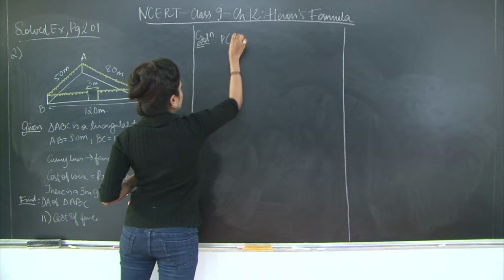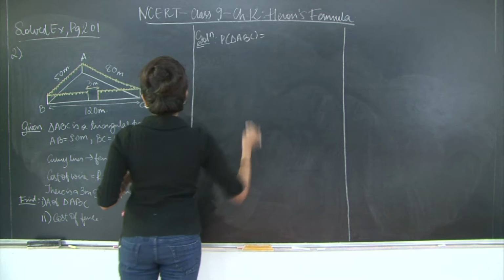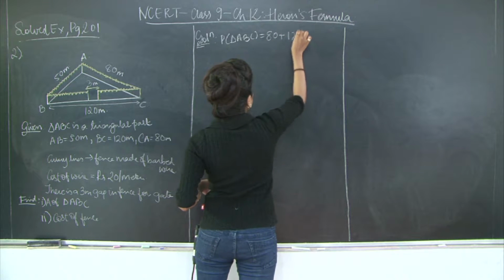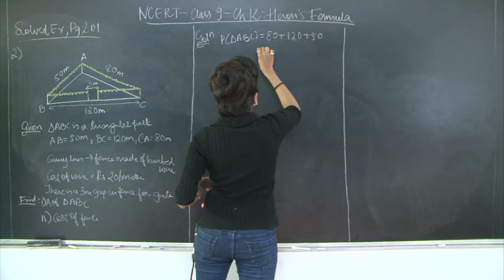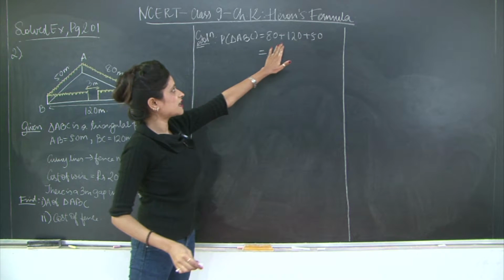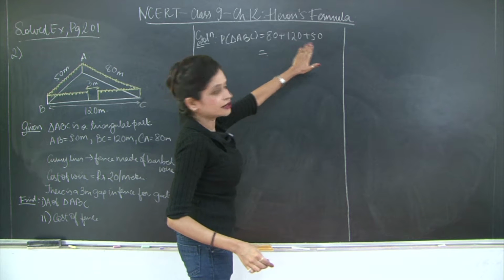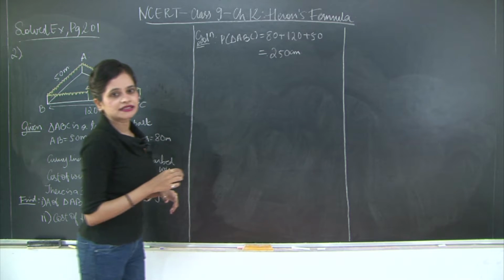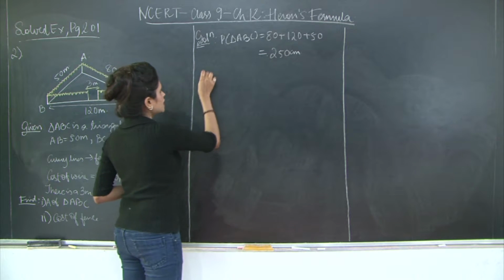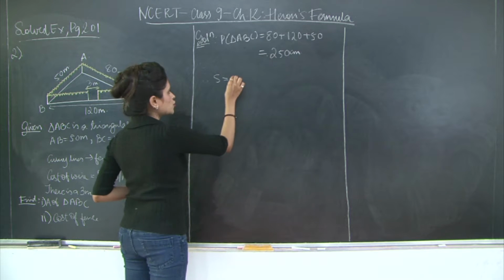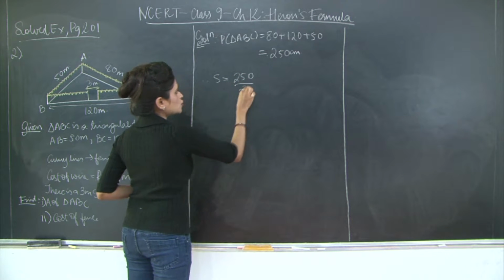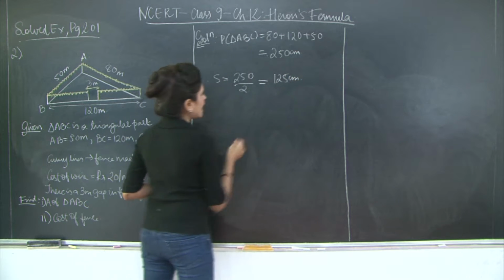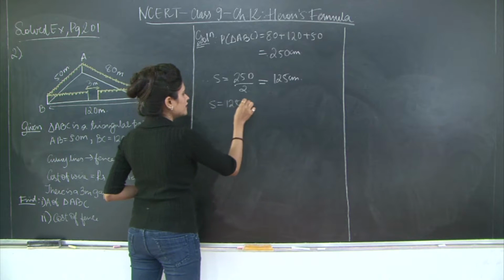Perimeter of triangle ABC is the sum of the 3 sides, which is 80 meters plus 120 meters plus 50 meters, right? So this is going to be how much? 80 plus 120 is 200, plus 50, which is 250. So perimeter of triangle ABC is 250 meters. Therefore, semi-perimeter is going to be half of 250, which is 250 divided by 2, which is 125 meters.